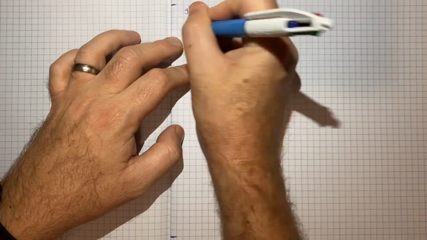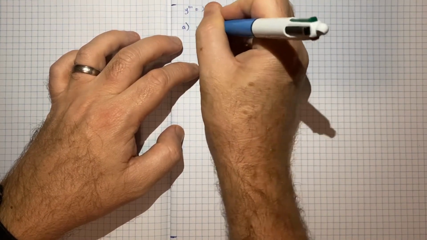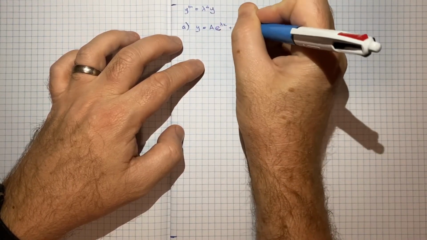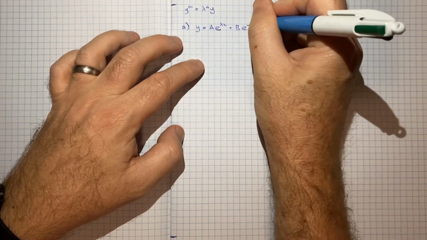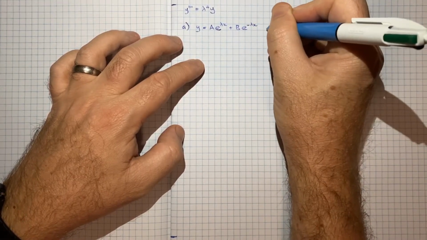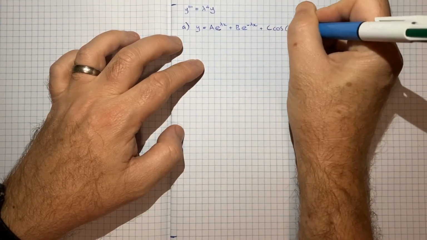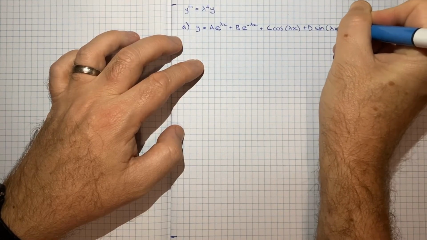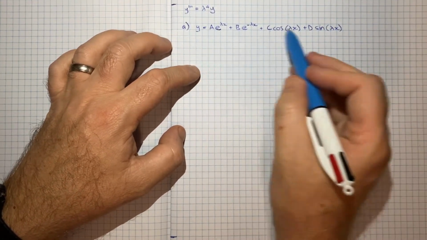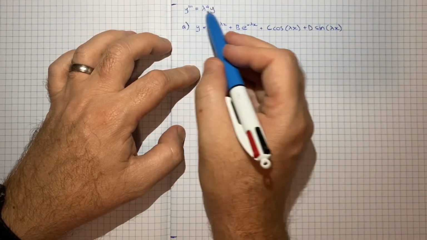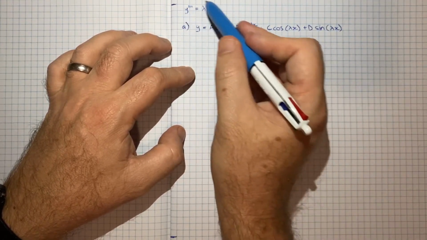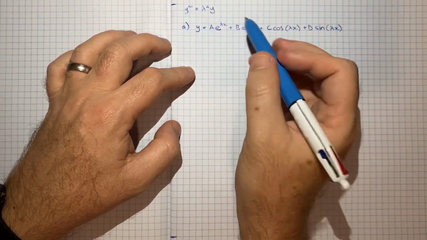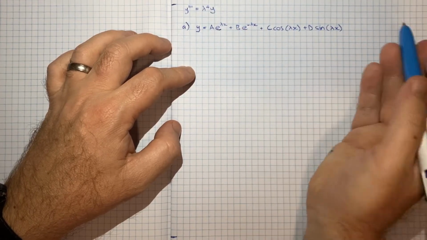Part A gives us this equation y = Ae^(λx) + Be^(−λx) + C cos λx + D sin λx. And we want to show that this equation is a solution to the differential equation. In other words, it should satisfy that the fourth derivative of this equation would be in the form λ to the 4 times the equation.